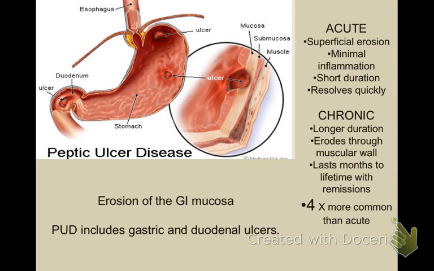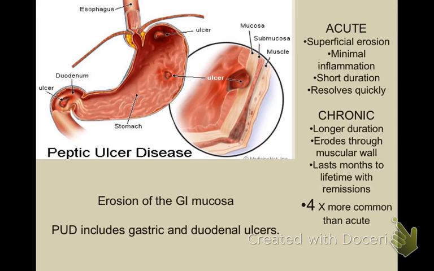So again, you have acute and chronic peptic ulcer disease. Acute includes superficial erosion, minimal inflammation, short duration, and resolves quickly. Your chronic peptic ulcer disease is 4 times more common than acute. It lasts longer. It actually can erode through the muscular wall. And then they can last months to lifetime with remissions.